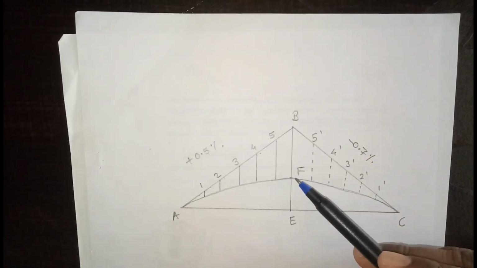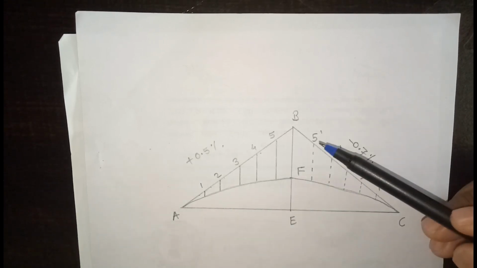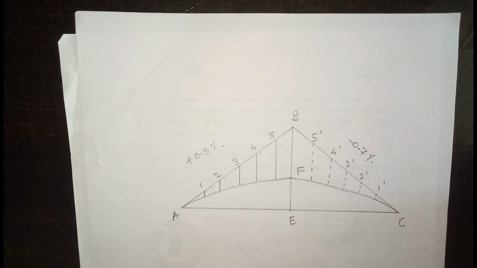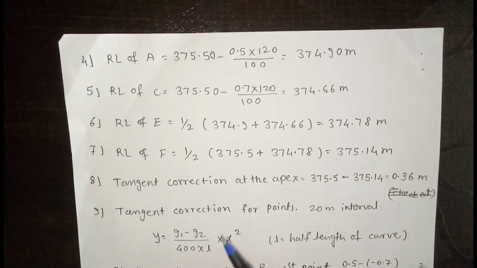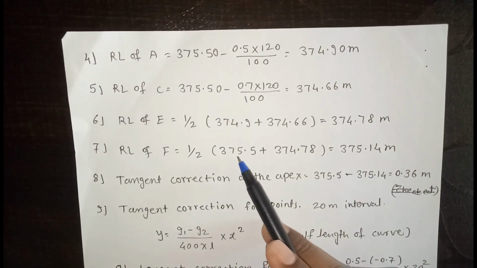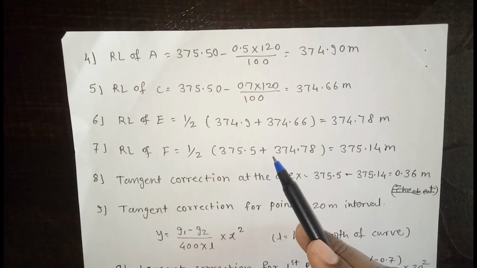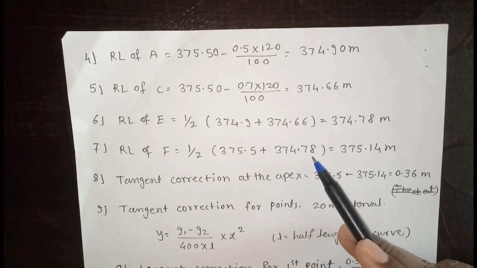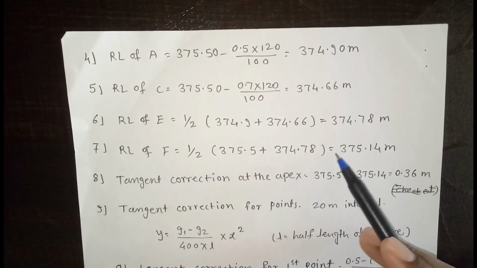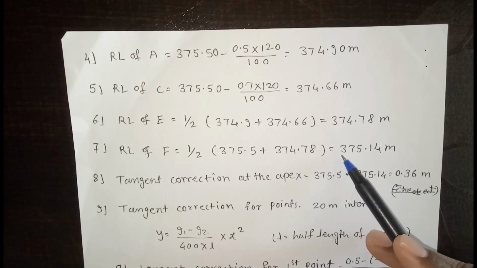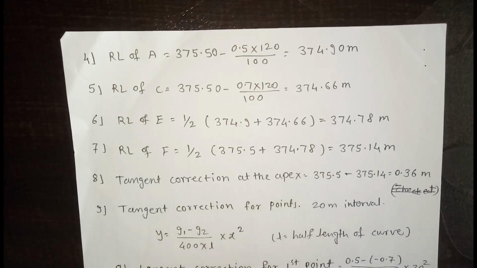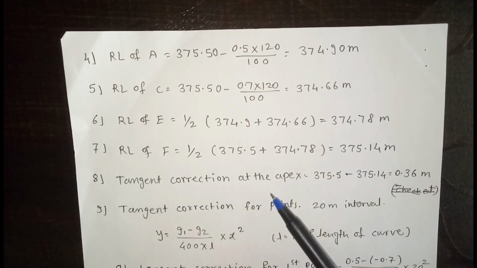Okay, now RL of F. In order to calculate RL of F, we have to take the average of RL of B plus RL of E. We know that RL of B is 375.5 and RL of E we just calculated as 374.78. So taking the average of this, we got RL of F equal to 375.14 meter.